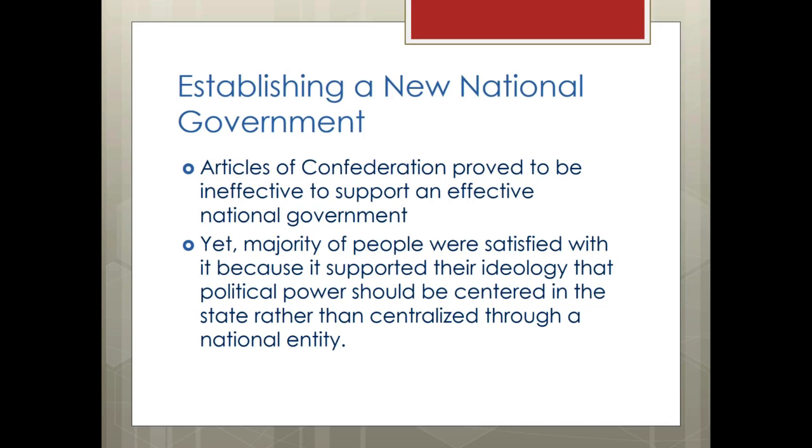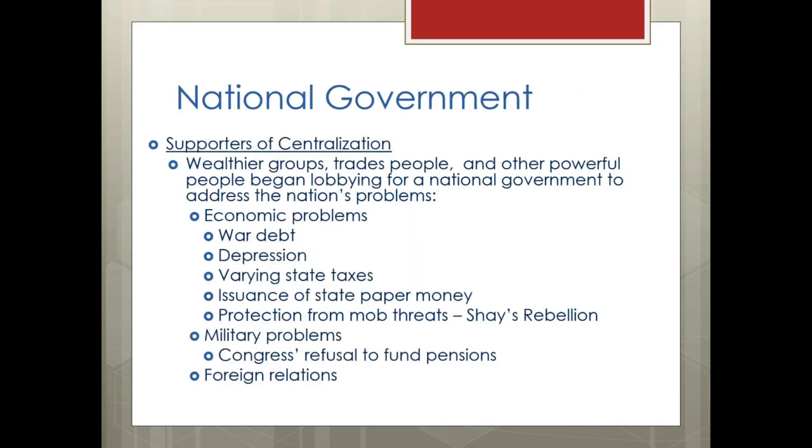national government. Yet there were a majority of people who were satisfied with the Articles of Confederation because it supported their ideology, the ideology that political power should be centered in the states rather than in a centralized government through a national entity. But there were those who were supporters of centralization. Wealthier groups, tradespeople, and other powerful people began lobbying for national government to address the nation's problems. They saw the problems primarily as economic and military and foreign.